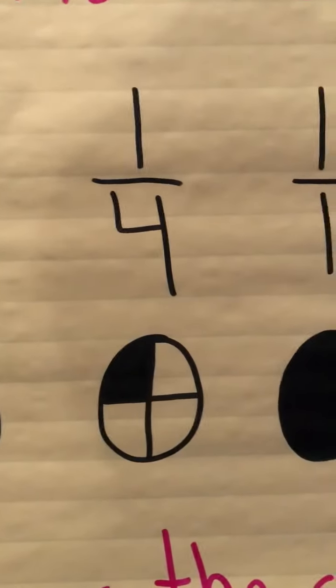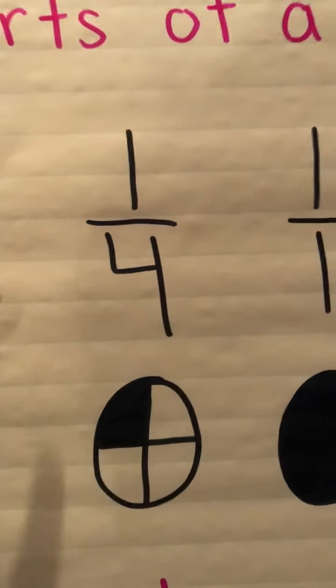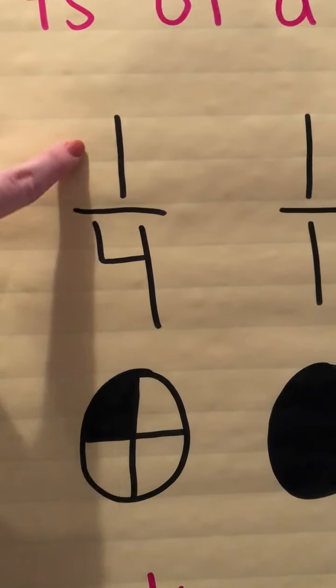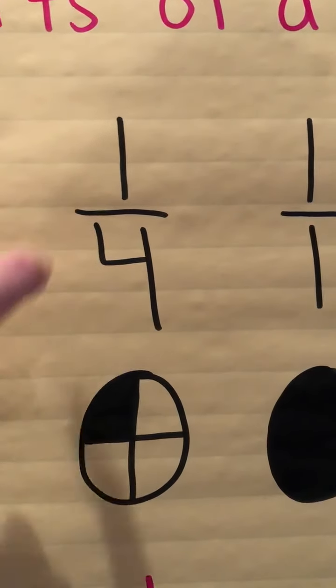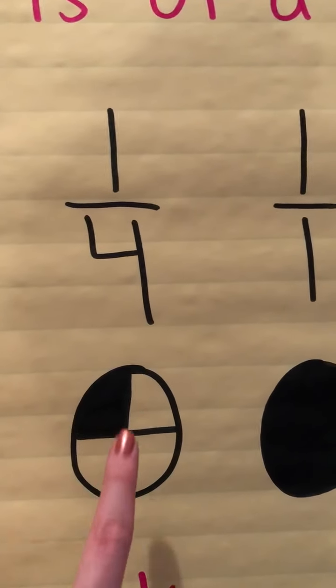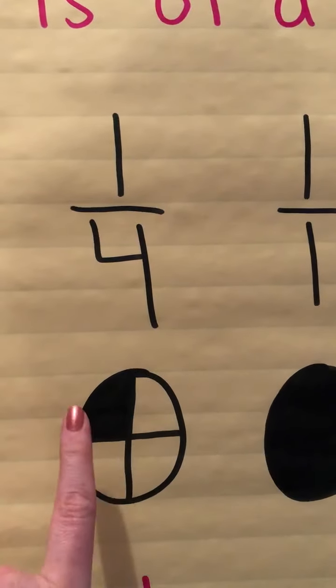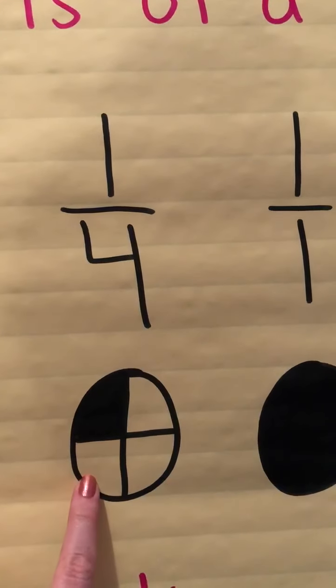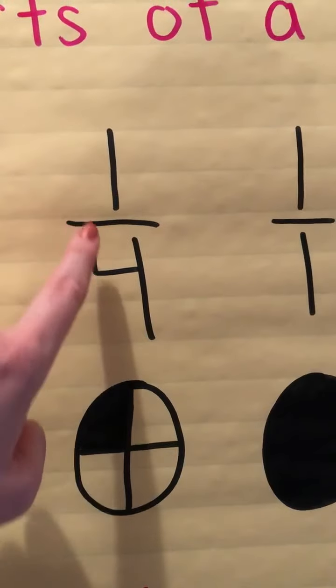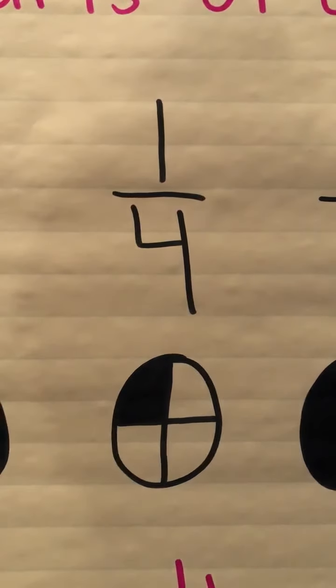The next one is 1/4. So when we look at this fraction and we say it out loud, we would say 1 out of 4 or 1/4. How many pieces are shaded in? 1 out of how many? 1, 2, 3, 4. So that would be 1/4, or 1 out of 4 are shaded in.